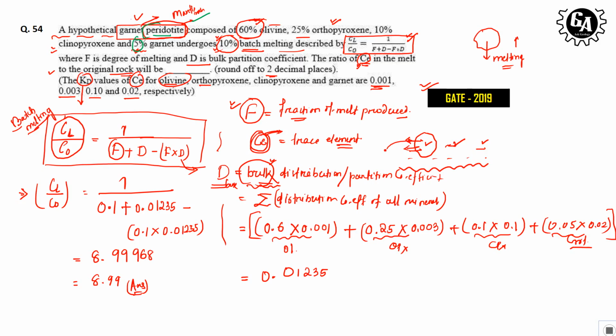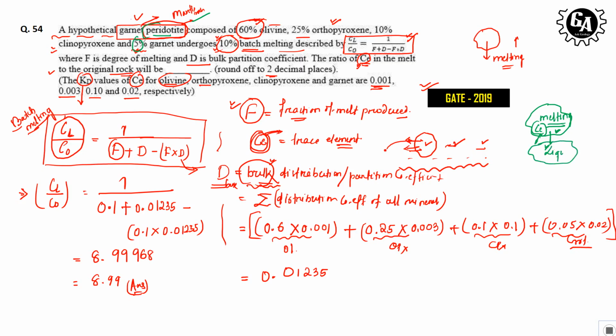Distribution coefficient means, if some element, in this case let's take this particular element, is in a melting system, let's just consider melting, the cerium is present. Now this cerium can go into the liquid as well as reside inside the solid. So there will be some relation between the partitioning of this cerium in the solid structure and the liquid structure. And liquid as a whole is one phase.